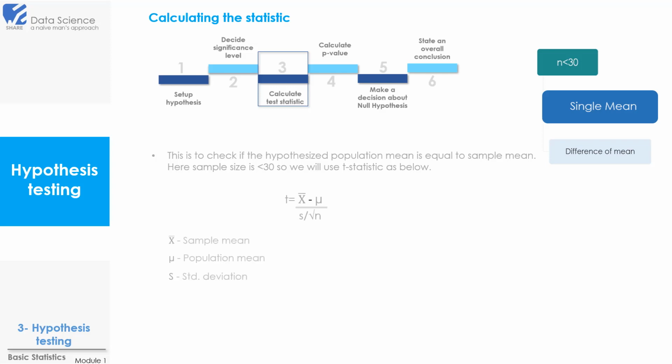So the formula for T statistic is shown here on the screen. Now notice in the formula we have divided the standard deviation by the square root of sample size n for calculating the T statistic. So again we'll calculate the T statistic from this formula and then we'll proceed with the rest of the steps as shown here at the top of the screen.